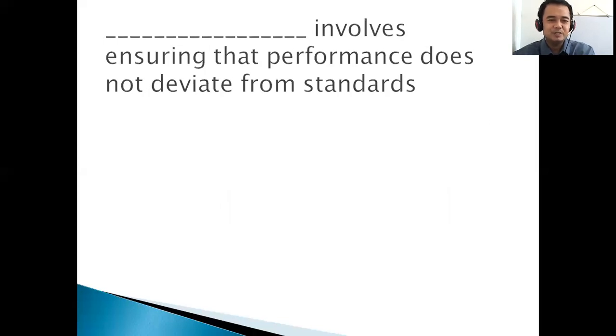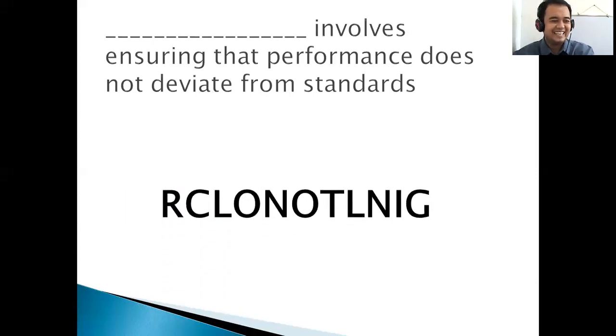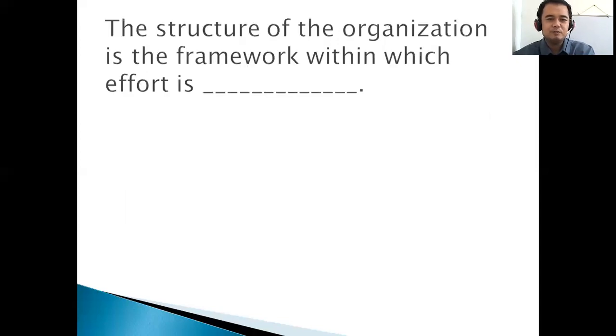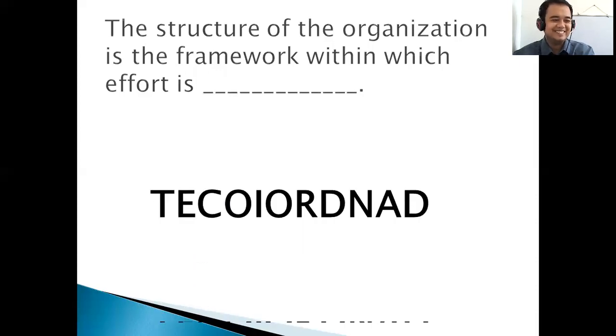Blank involves ensuring the performance does not deviate from standards. Starts with the letter C. So you already have a clue. The structure of the organization is the framework within which effort is. Jumbled words. Starts with the letter C. You already have a hint.